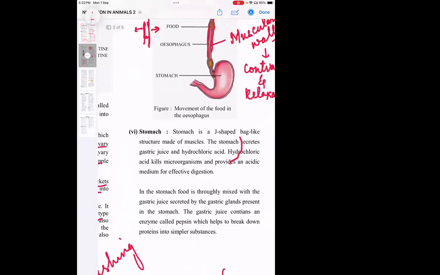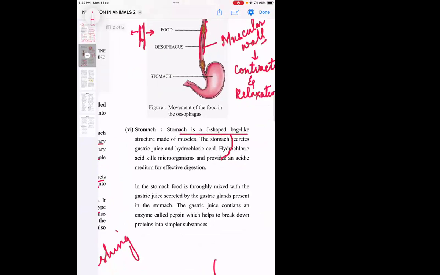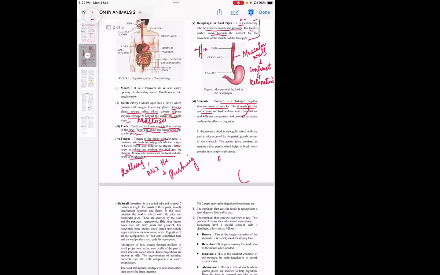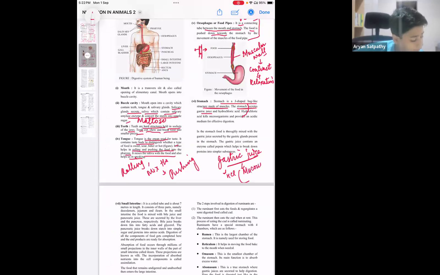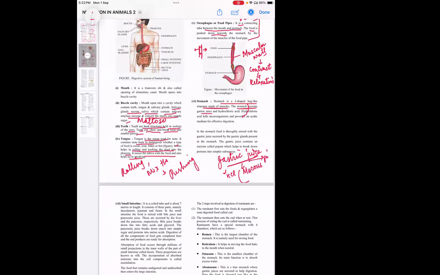Now the stomach is a J-shaped bag-like structure made up of muscle. The stomach will produce the gastric juice, and this gastric juice will have three components. It will have the hydrochloric acid, the mucus, and the enzyme called pepsin. So these are the things which are present in the gastric juice.